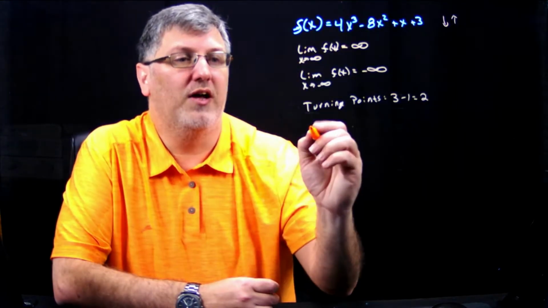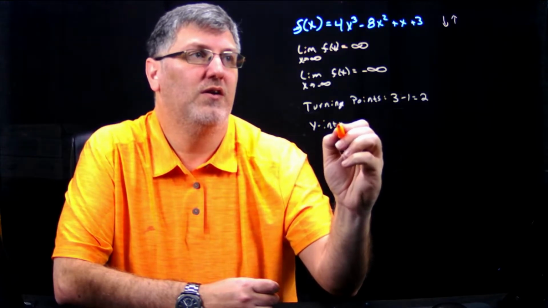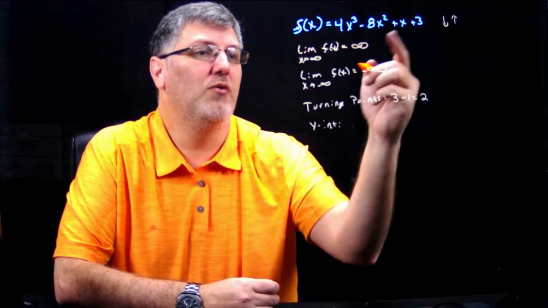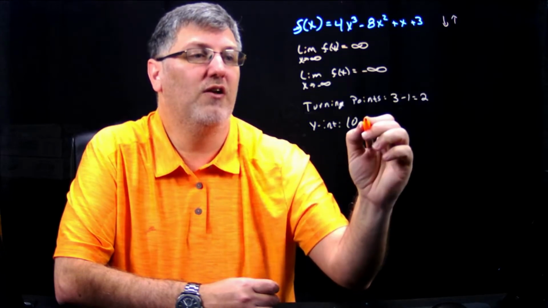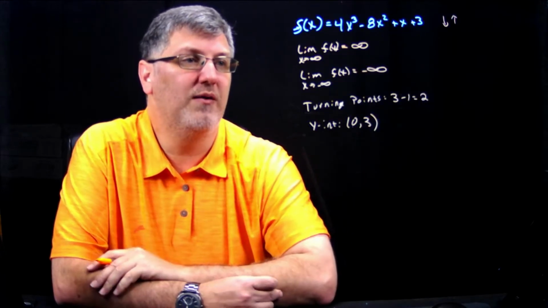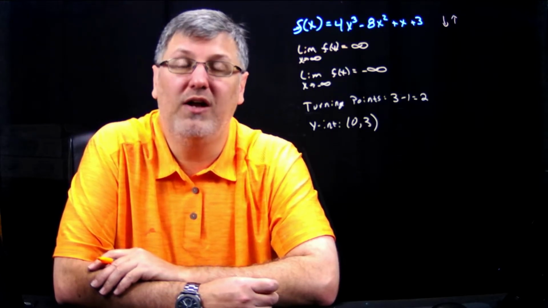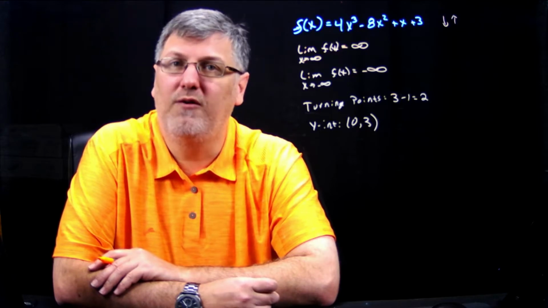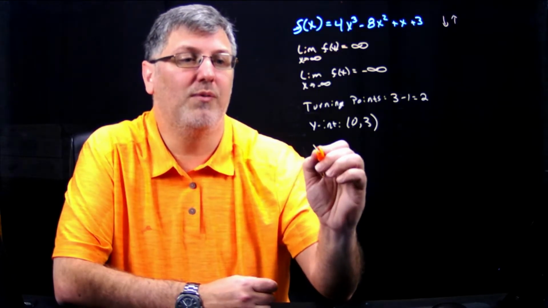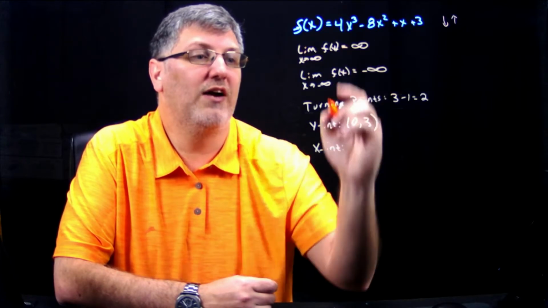My y-intercept is easy to find. I plug 0 in for all of my x's, and I'm going to get 3 for my y. So keep that in mind. We now have my end behavior, I have my y-intercept, and I know this graph has to turn in 2 different places. The hard one to figure out is the x-intercepts, and that's what we've been building up to. To find the x-intercepts, we actually need to solve this.